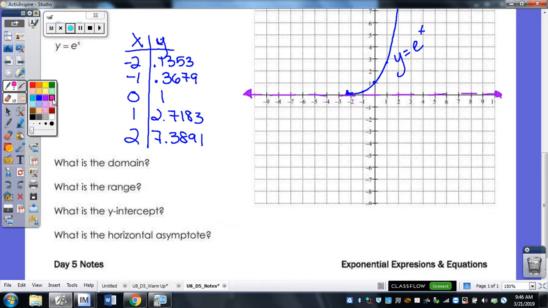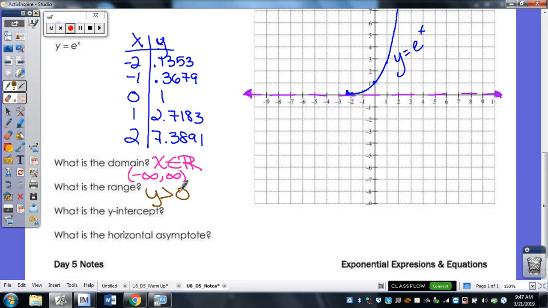So first question, what is the domain? We've got arrows on both ends. This will continue on forever. So our domain can be everything, so we can say that as x is an element of the reals. Or some people still prefer negative infinity to positive infinity. It doesn't matter which one you use. Our range, remember, is our y values. It's all above that x-axis there. So y has to be greater than 0. It can't be 0, because that's where your asymptote is. So it's got to be greater than 0, not equal to.